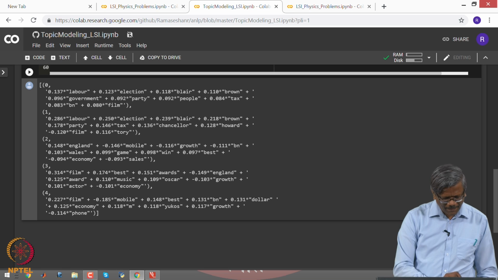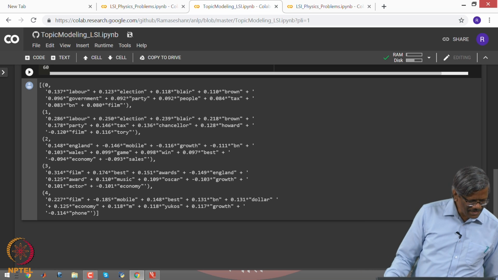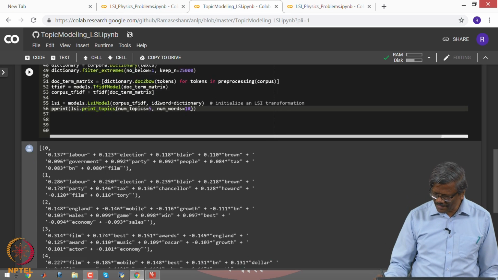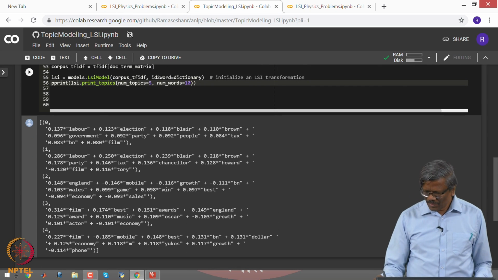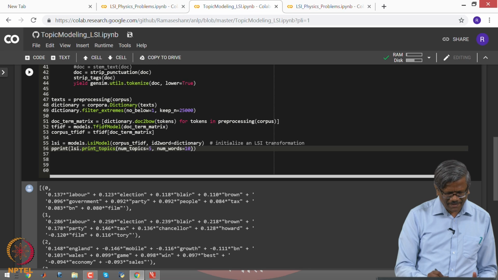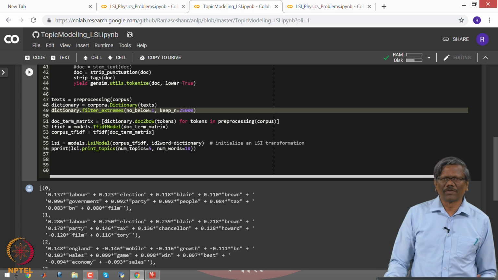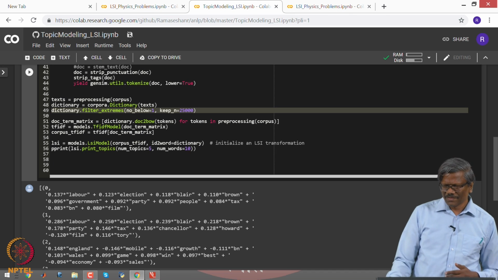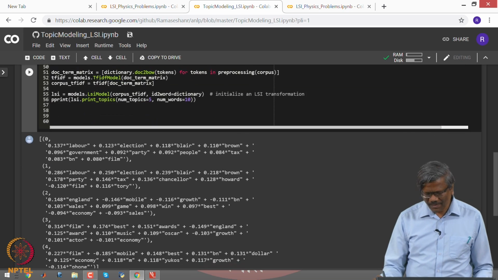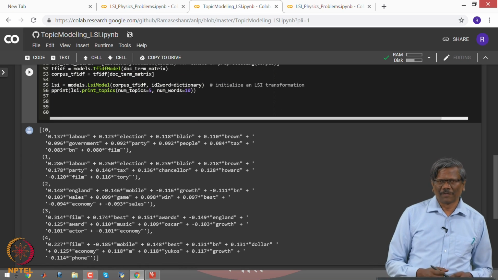Let's look at the last one: film, best, dollar, economy, UCOS, growth, phone. Maybe it is both business and some technology aspect into it. So by reducing the number, we can see the words that are contributing to that. By keep changing the values here, instead of keeping 25,000, keep only about 10,000 and then see how it does. So by fine tuning this, you will be able to get to some optimal class for the given data that you have provided.